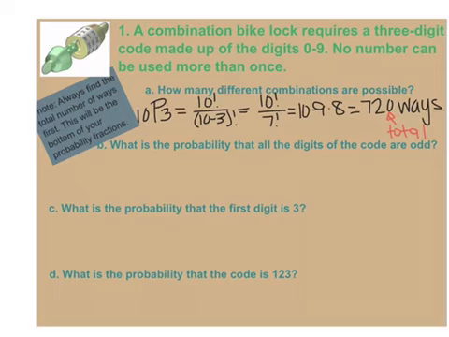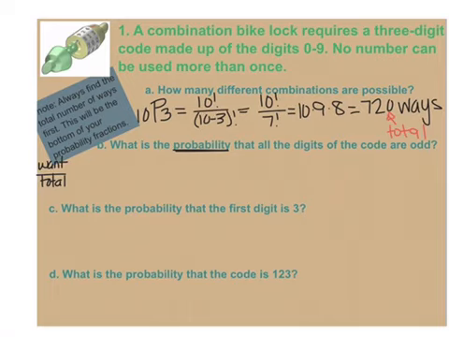Part B asks what is the probability that all the digits in the code are odd. So we're looking for probability. If you remember, probability is a decimal or a fraction where it's our want, or our successes, divided by our total. We're going to use that total that we just found.